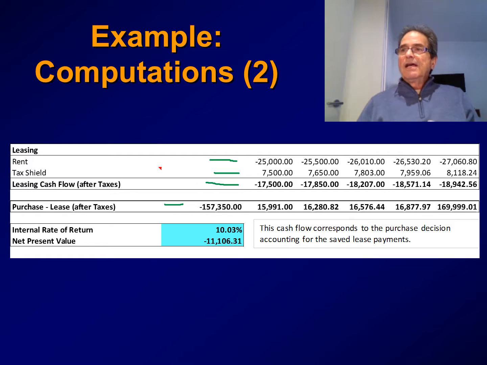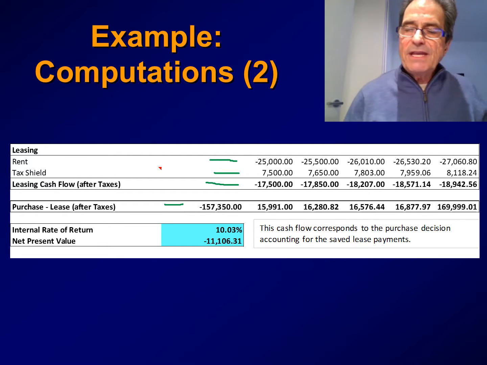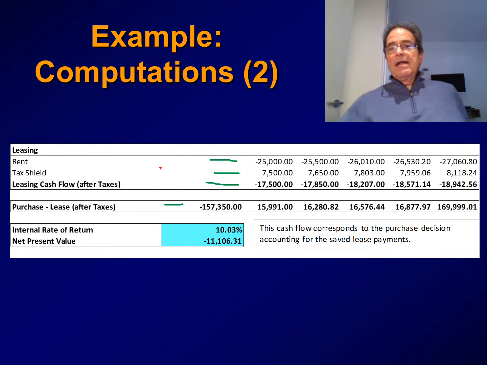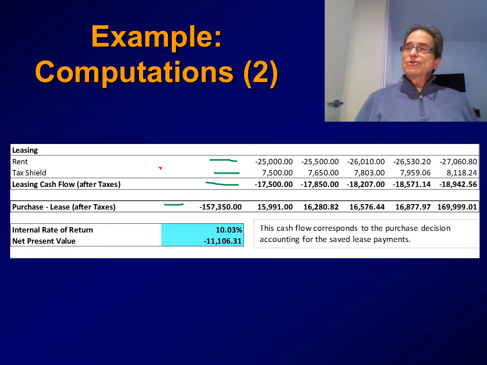So this is the cash flow that results from purchasing the property minus renting the property. So the minus rent converts into a positive cash flow, which is the rent that we save in case we buy. Well, now we are ready to make the decision.